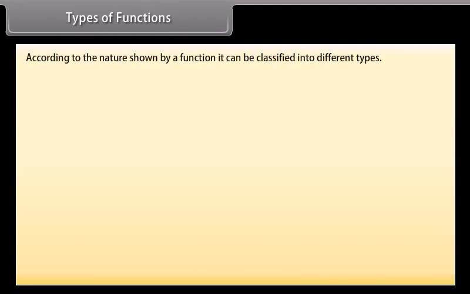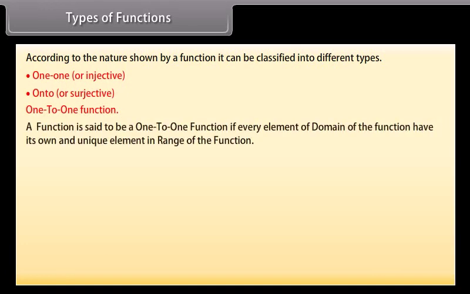Types of functions. According to the nature shown by a function, it can be classified into different types: one-one or injective, onto or surjective. One-to-one function. A function is said to be one-to-one if every element of the domain of the function has its own and unique element in the range of the function.